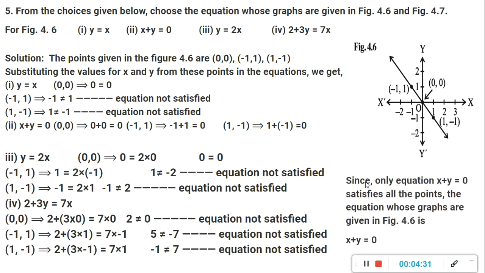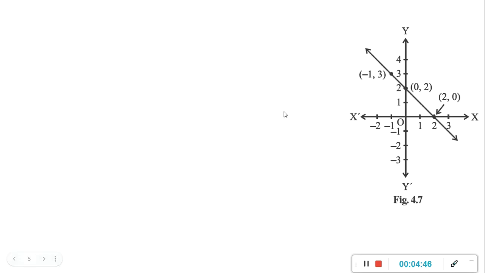So we can say that only one equation, that is x plus y is equal to 0, satisfies all the points. So the equation whose graph is given in figure 4.6 is x plus y is equal to 0. Right? Now let's see the second one. The second one is figure 4.7.